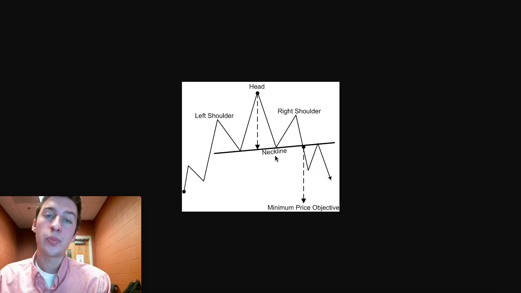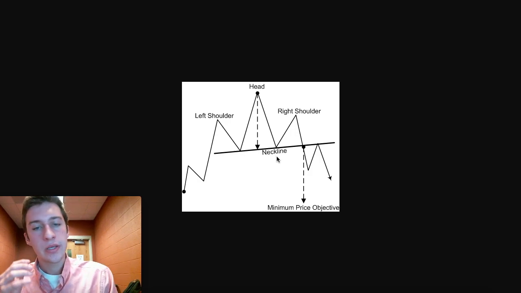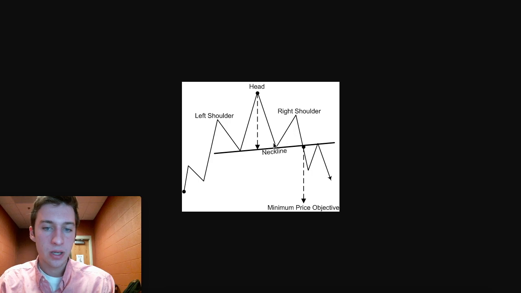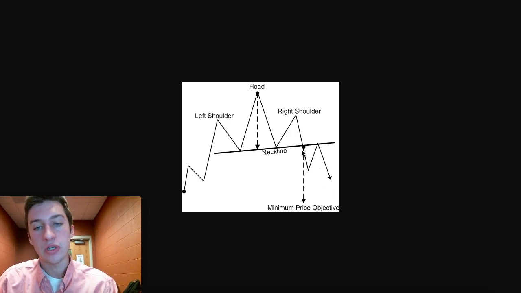And then the most important volume trend, besides the declining volume and the volume spikes of the left shoulder and the head, is you need to see strong breakout volume. For this head and shoulders to be valid, we need price to go down. Sometimes it retests, but sometimes it just goes straight down. You need to see high volume in the bearishness of this so that you can be confident you're going to hit your price objective.